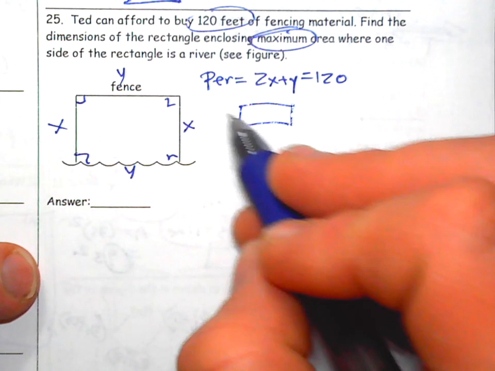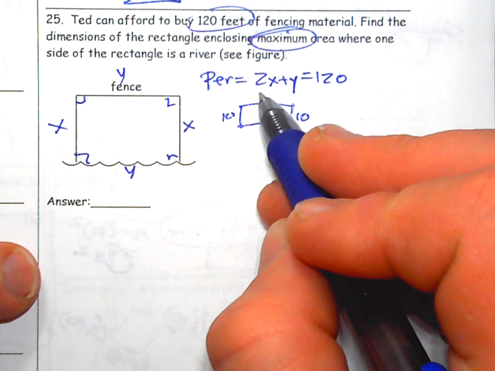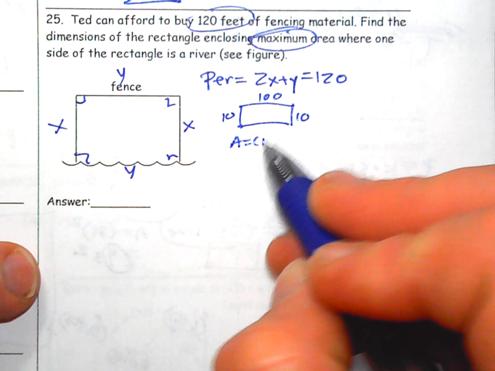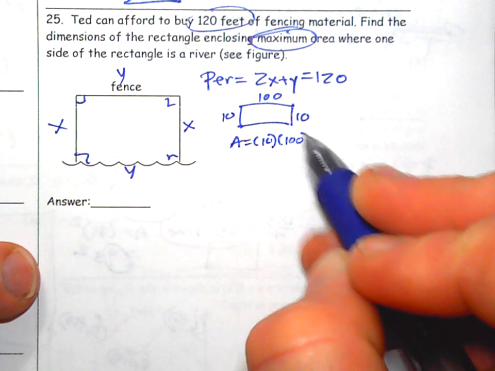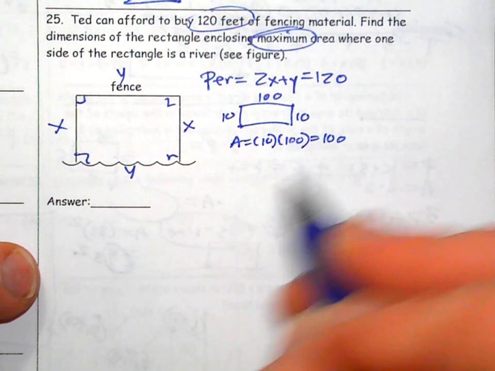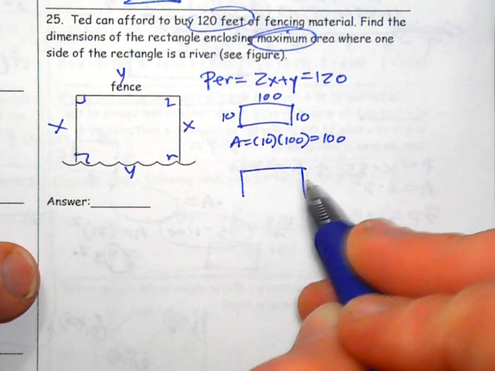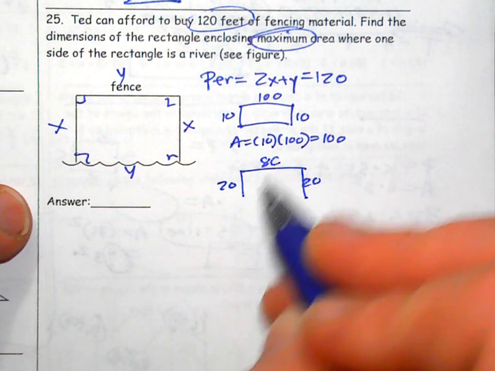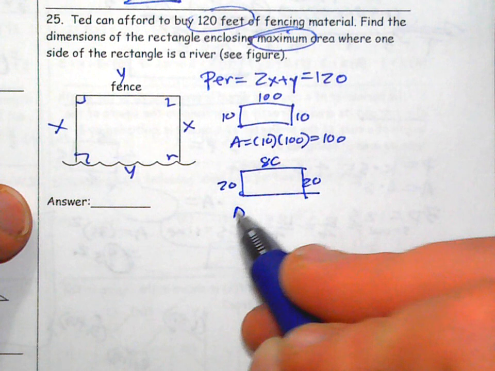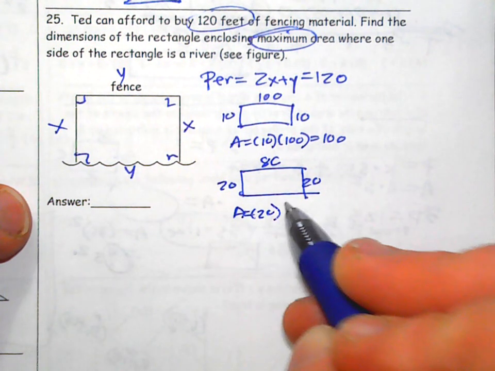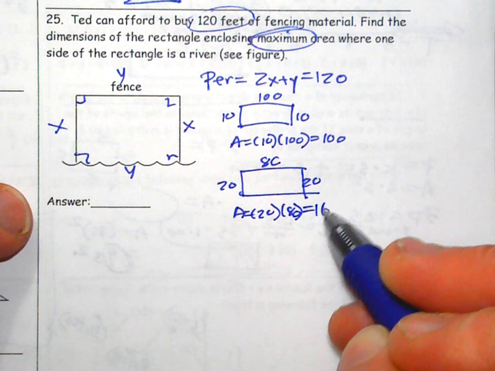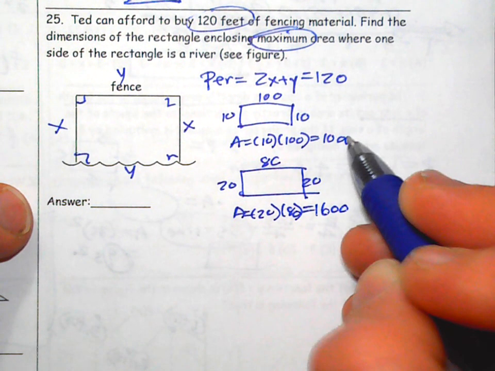Let's make these 10 and this 10, and then that means there would be 100 left here, and the area would be 1,000. Okay, well, let's see if we can do better. Let's do 20 and 20, and that would leave 80 here. And then the area would be 20 times 80 is 1,600. Okay, well, that's bigger.